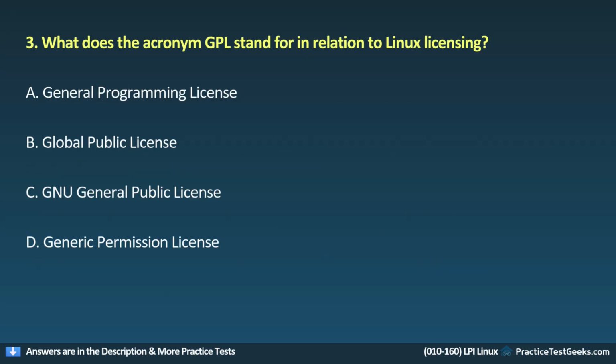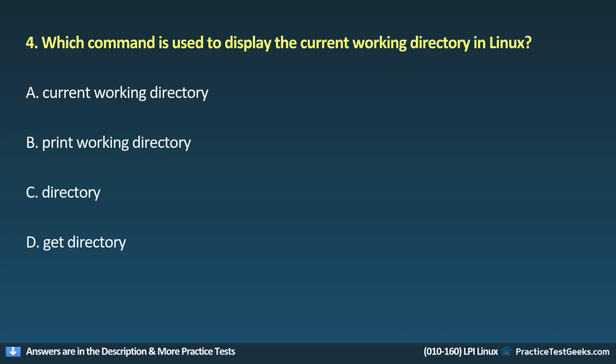3. What does the acronym GPL stand for in relation to Linux licensing? A. General Programming License. B. Global Public License. C. New General Public License. D. Generic Permission License. 4. Which command is used to display the current working directory in Linux?